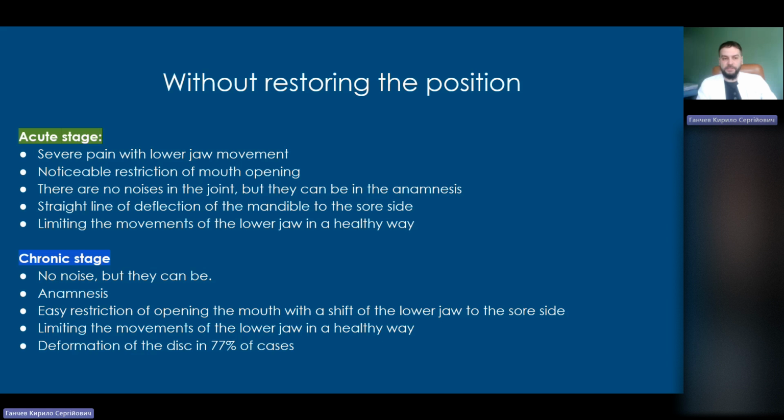Without restoring the position, we have acute and chronic stages. Severe pain with lower jaw movement, with acute stage, of course, a noticeable restriction of mouth opening. There are no noises in the joint, but they can be in the anamnesis. Strain line of deflection of the mandible to the sore side, and limiting the moving of the lower jaw to the healthy side.